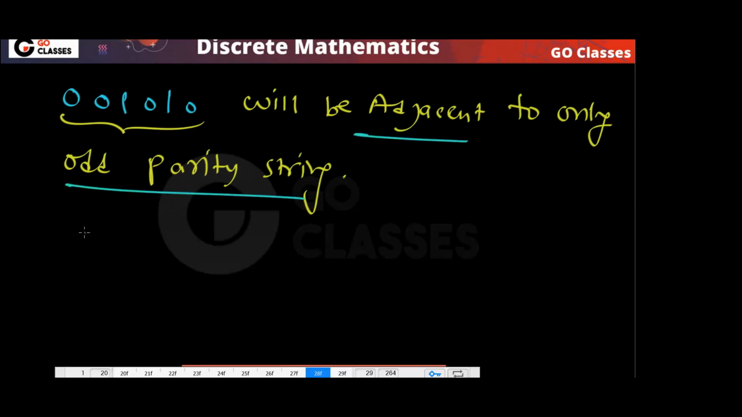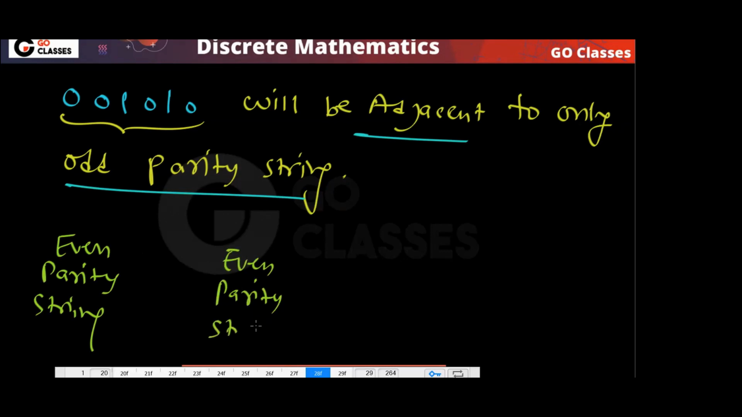So I can say that even parity strings can never be adjacent to each other. Yes or no? They are not adjacent, I can say. Yes or no? Not adjacent.